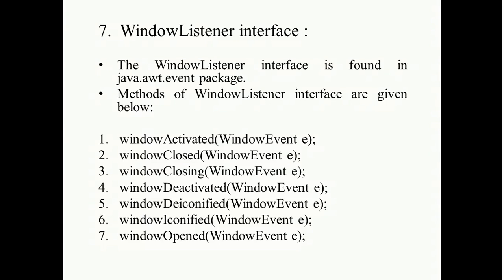See here, what are the 7 methods of the window listener interface? The first method is windowActivated, second is windowClosed, third is windowClosing, fourth is windowDeactivated, fifth is windowDeiconified, sixth is windowIconified, and seventh is windowOpened. These are the 7 methods of the window listener interface, and these methods are related to window closing, activation, deactivation, opening, etc.